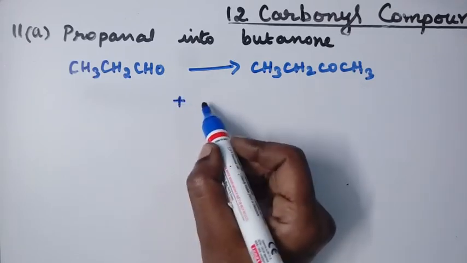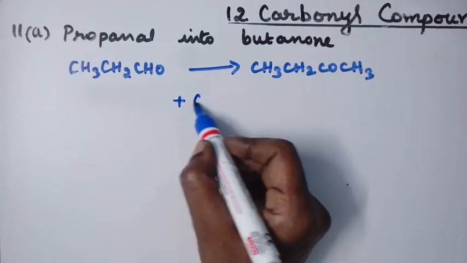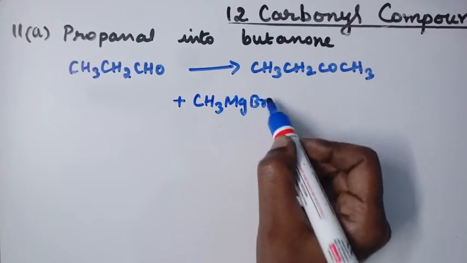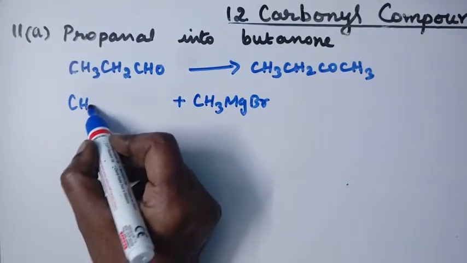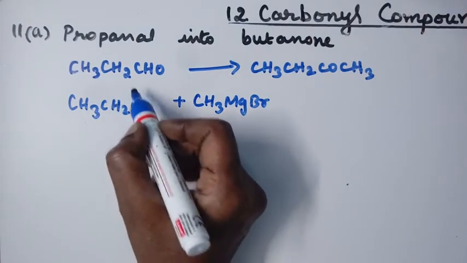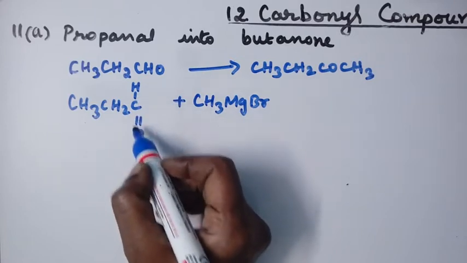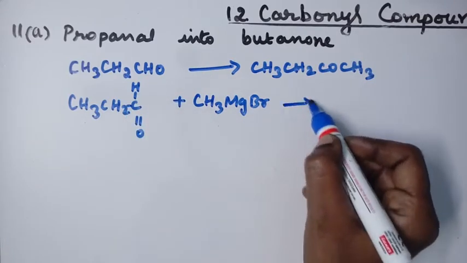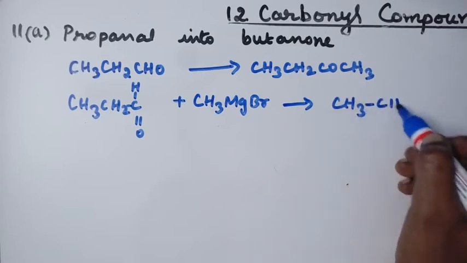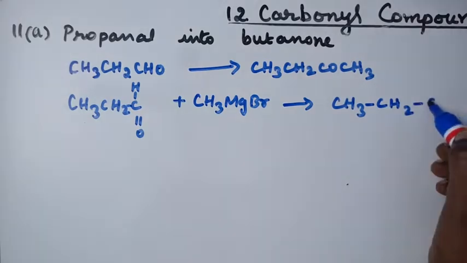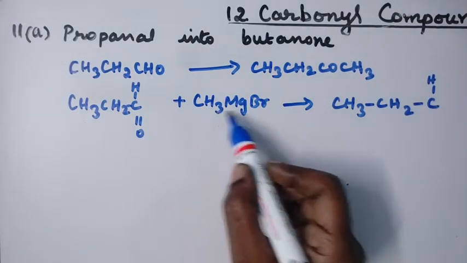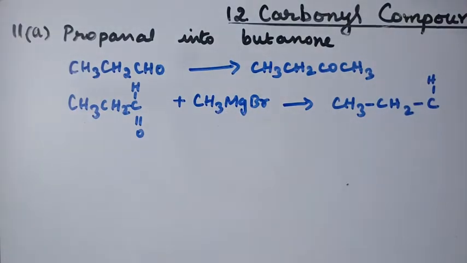This can be done with methyl magnesium bromide, that is, Grignard reagent. With Grignard reagent, 1 carbon atom is increased. I am writing propanal, CH3CH2CH double bond O. When this is added, there is a nucleophilic addition. CH3CH2CH, and in this CH3MgBr, the bond breaks like this.